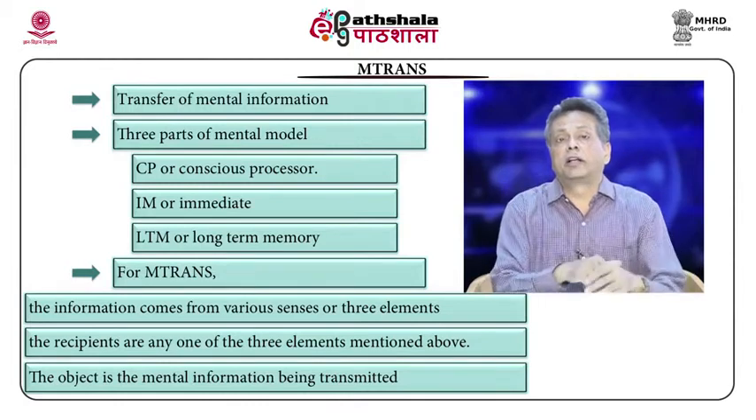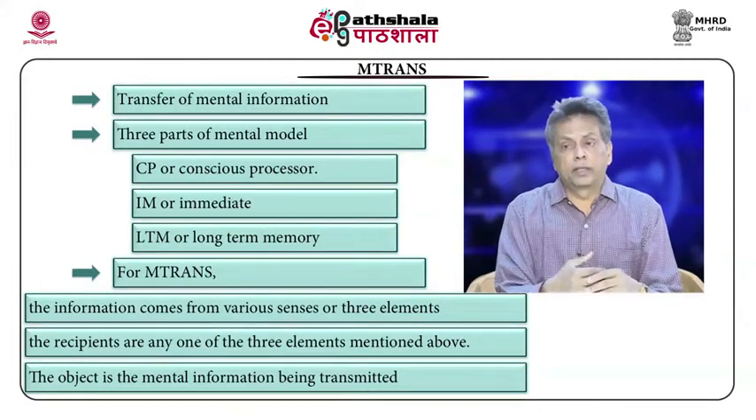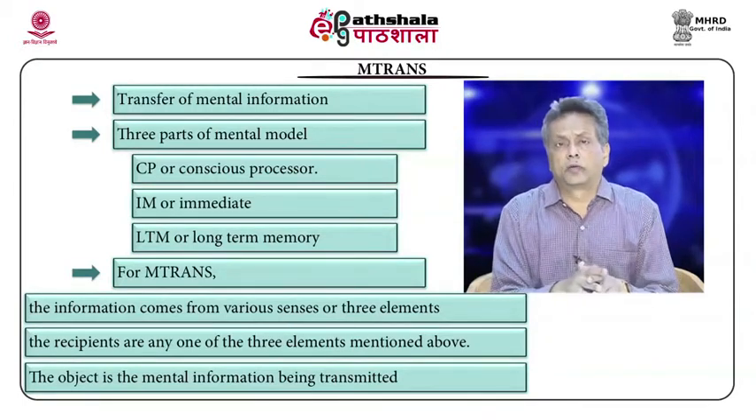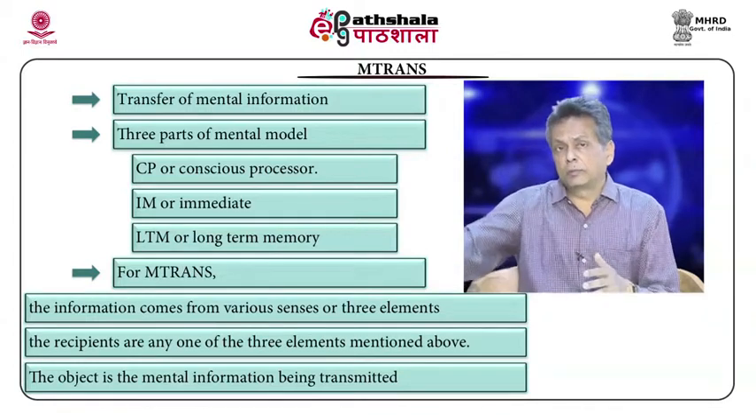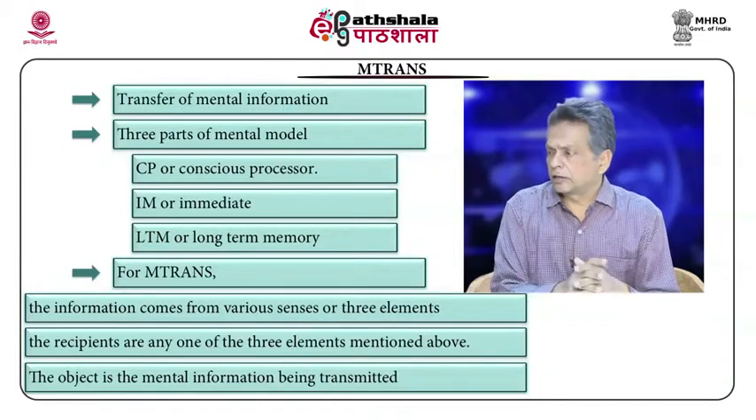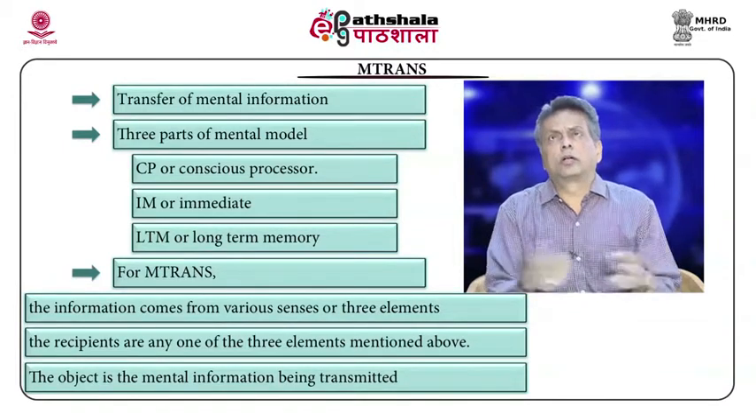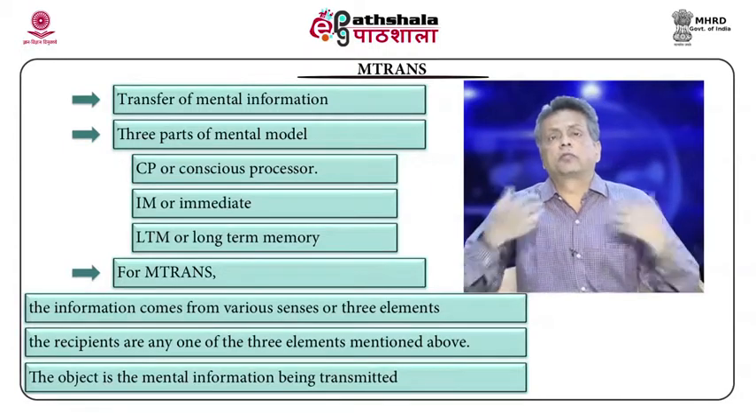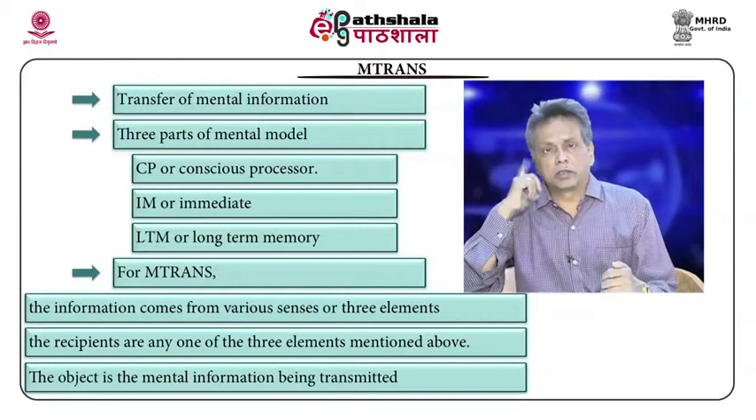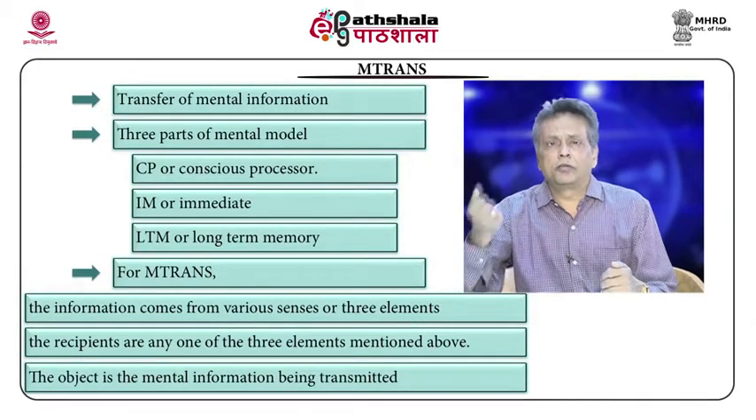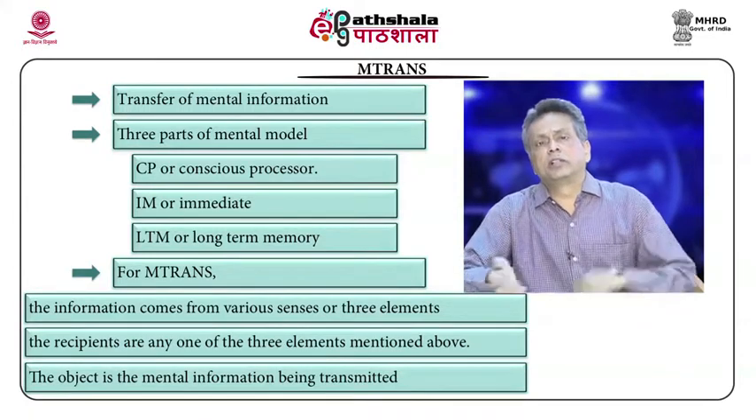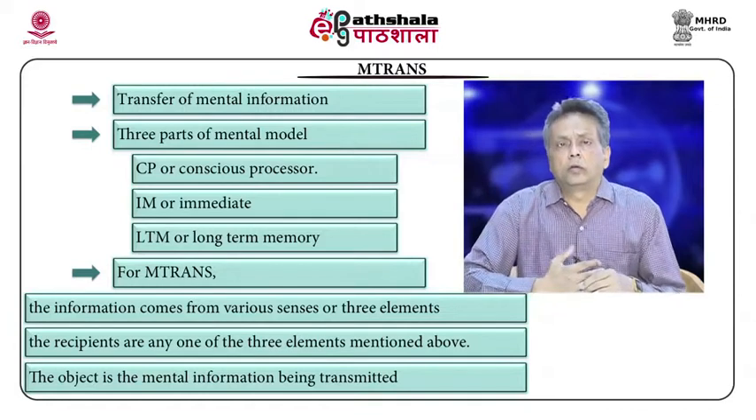Whenever there is a word like read, listen, or hear, or anything of that type, where mental information is being transferred, M trans is used. We will see some examples of how to use this form, but this is a basic primitive that you must understand. When you talk about M trans, information comes from various sources. For example, when you see, the information is coming from the eyes. When you hear, it is coming from the ears. When you touch and feel, it is coming from the other senses, and so on. So, through the various senses the information comes in and is sent to the CP.